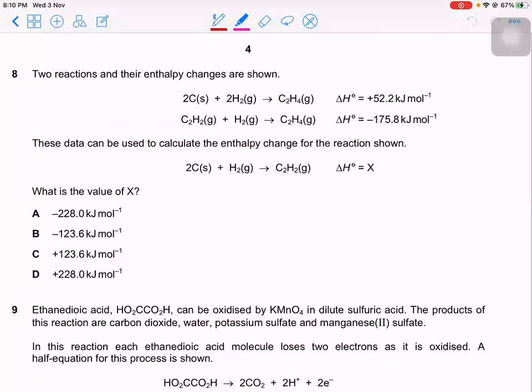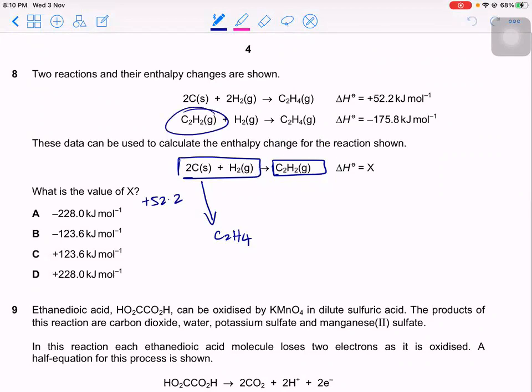Question number 8. What is the value of x? So you need to find this delta H. So this is your box 1, box 2, and box number 3. Carbon, 2 moles of carbon with hydrogen becoming C2H4, this is plus 52.2. Then C2H2 plus hydrogen becoming C2H4, this is minus 175.8. So this is your third box.